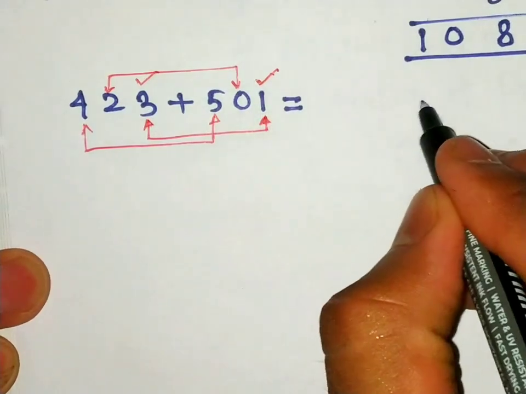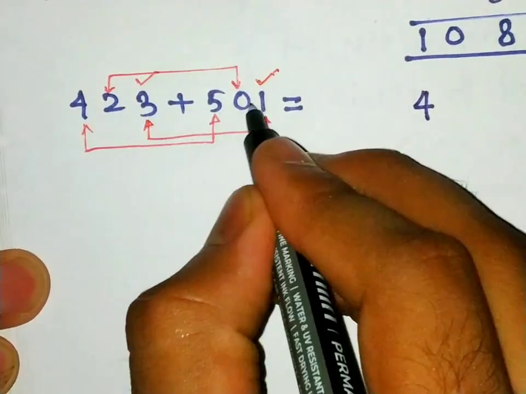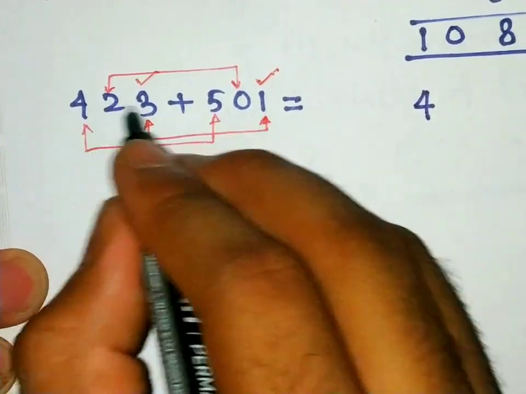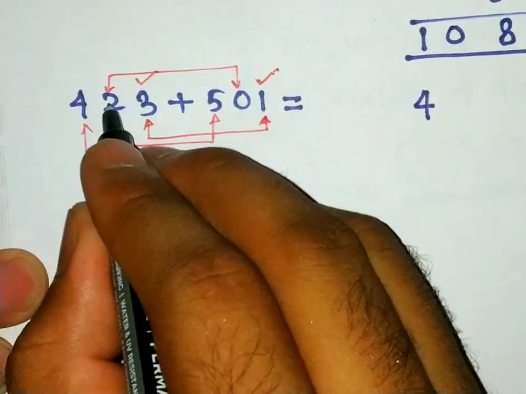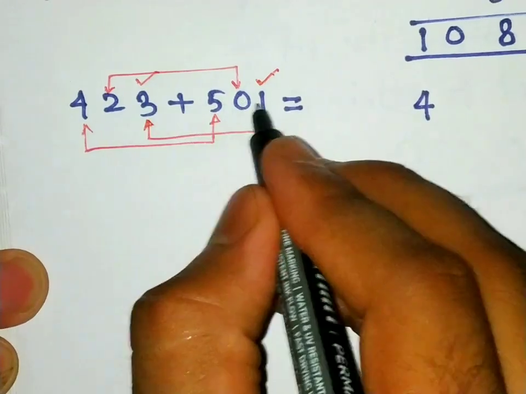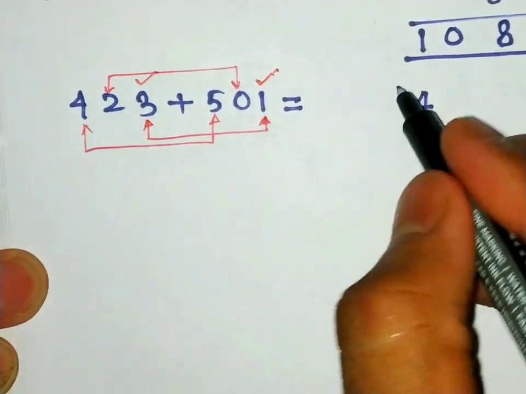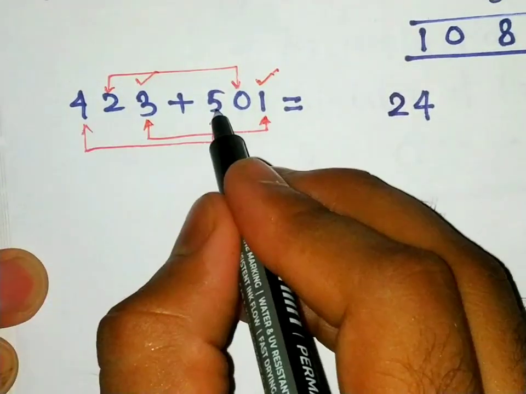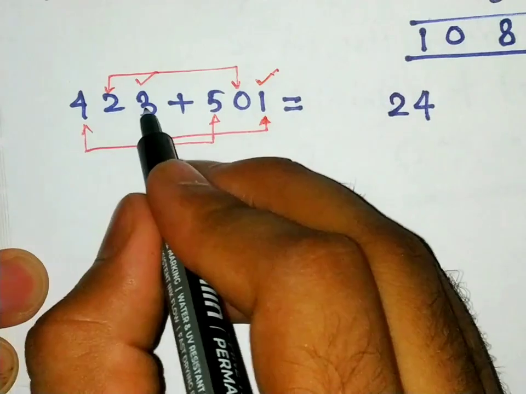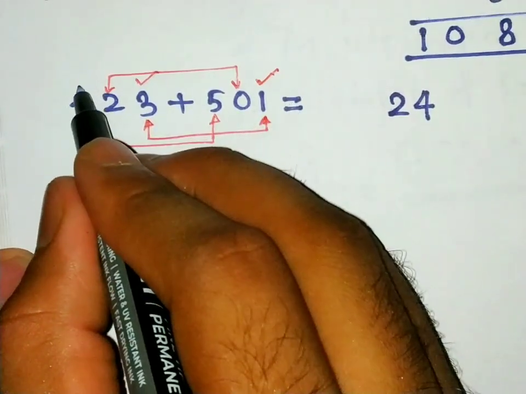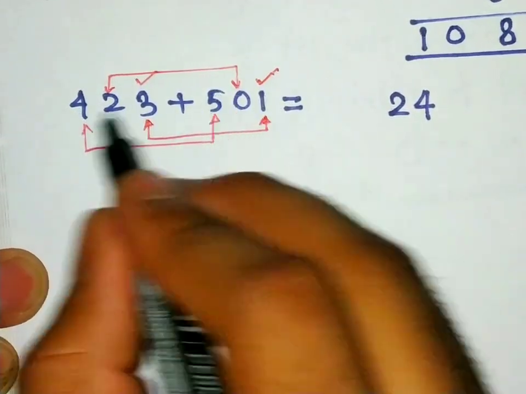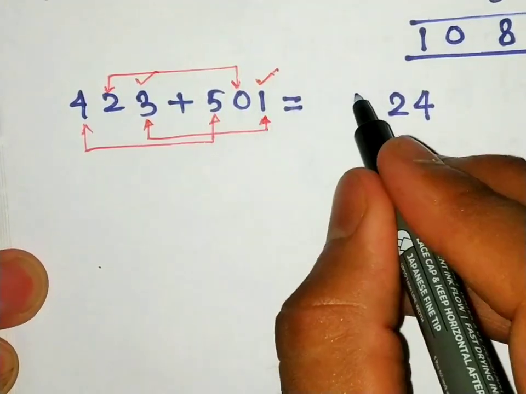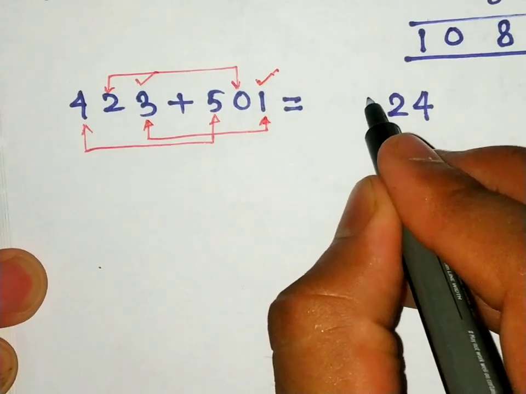3 plus 1 will be 4. First number is over. Come to the second number. Here the second number is 2. Here the second number is 0. 2 plus 0 is 2. Was there any carry? No. So 2 is 2. Still there is no left carry. Second number is over. Come to the third number. The third number here is 4. Here is 5. 4 plus 5 will be 9. Was there any carry? No. So 9 will be 9.